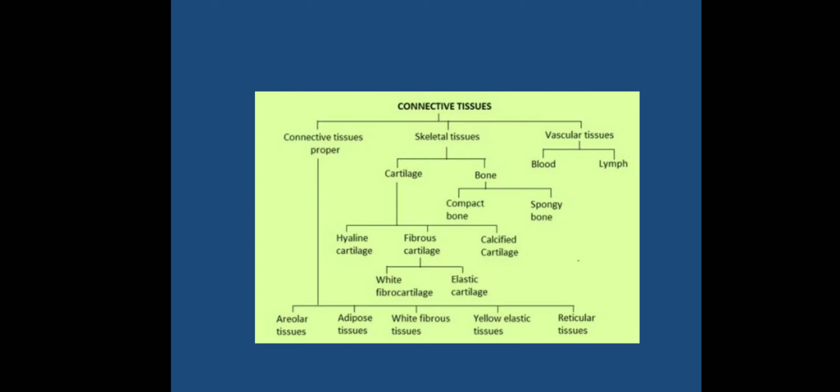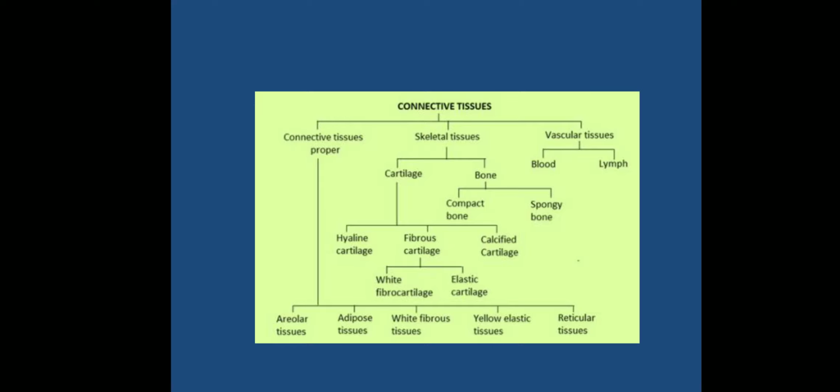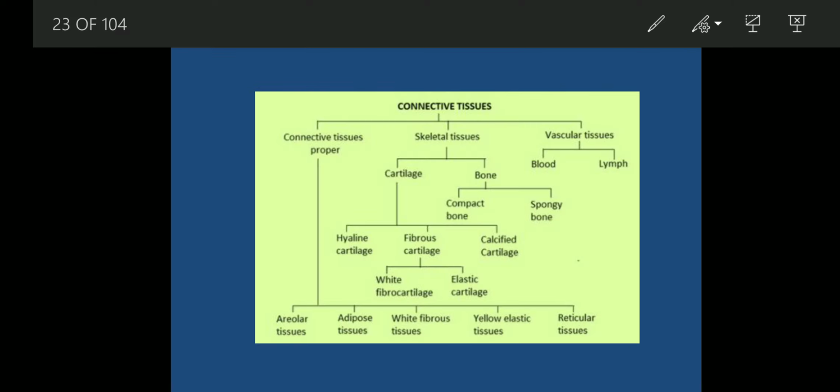Now the next one is the different types of connective tissue. Here the connective tissue can be classified into different types on different bases. First of all, on the basis of the packaging, and the other basis will be on the basis of the function. So here we are looking at it on the basis of the function. First of all, connective tissues can be of mainly three types. What all? It can be proper connective tissue, skeletal tissue and vascular tissue.